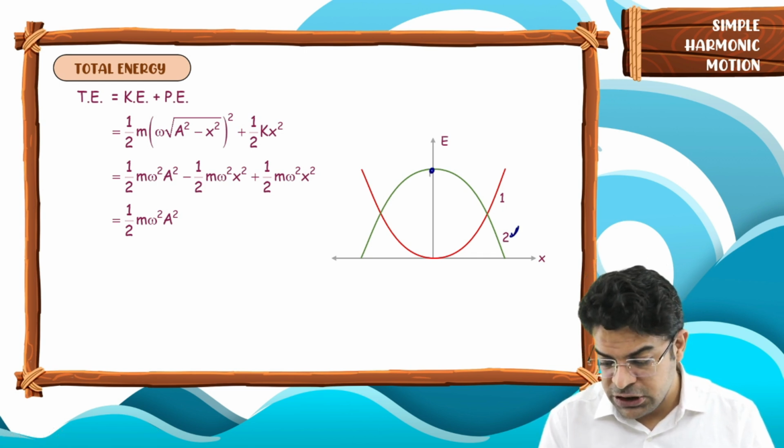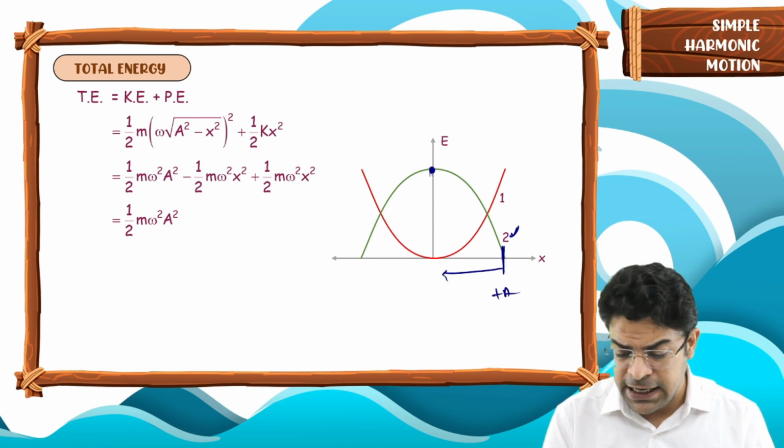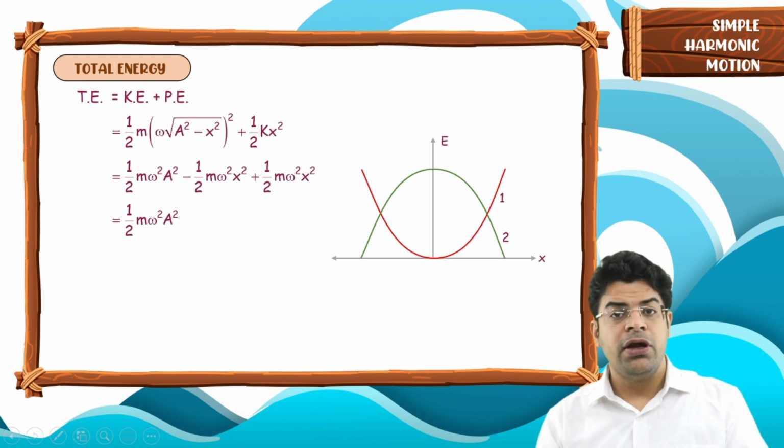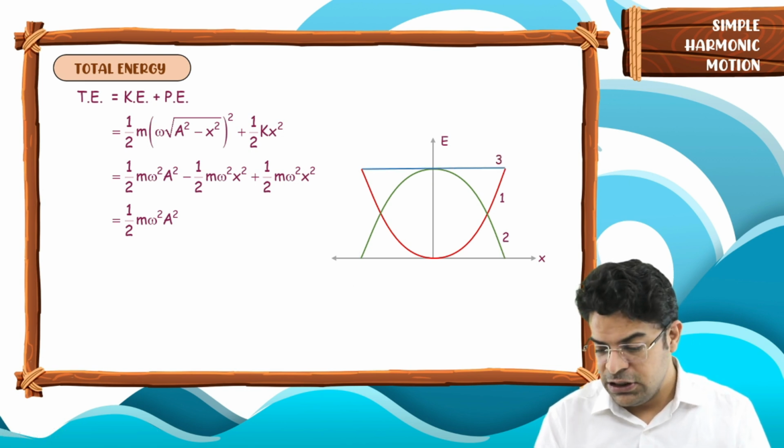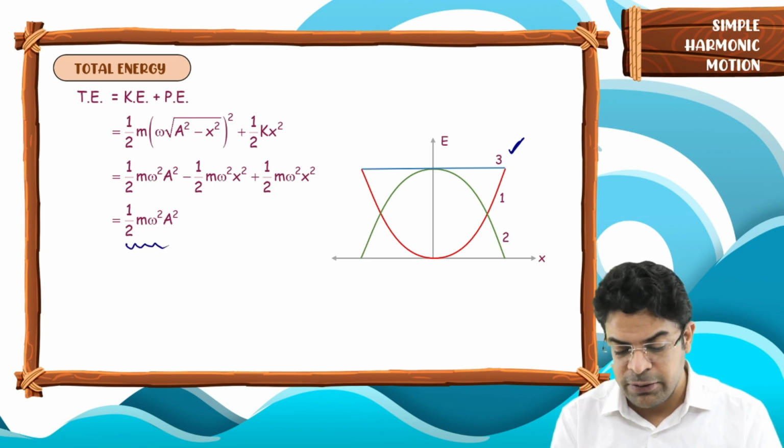At the mean position, x equals 0, kinetic energy is maximum. At x equals plus a and minus a, kinetic energy is 0. And now, if we think of total energy, it remains constant. It is independent of position. It is equal to half m omega square a square. It is equal to half k a square.